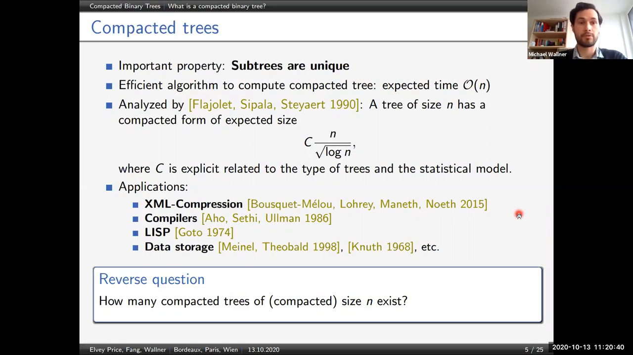And now we come to the problem of this talk, or one of the problems, because it's the first discrete object. We ask the reverse question: how many compact trees of compacted size n exist? Compacted size I define as the number of internal nodes. And we simplify everything even more. We don't care about labels. It's complicated enough. We just look at unlabeled binary trees.